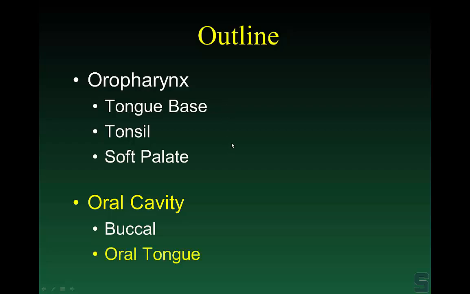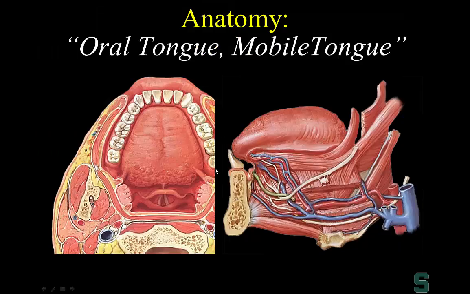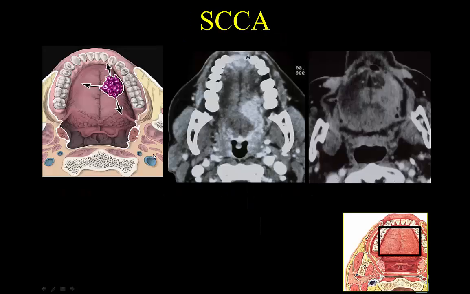So the second area in the oral cavity is the oral tongue. And as I mentioned before, there's the circumvallate papilla. Here's the circumvallate papilla. Here's the foramen cecum. So anything anterior is referred to as the oral tongue. It can also be referred to as the mobile tongue as well. So either one of those terminologies is acceptable.